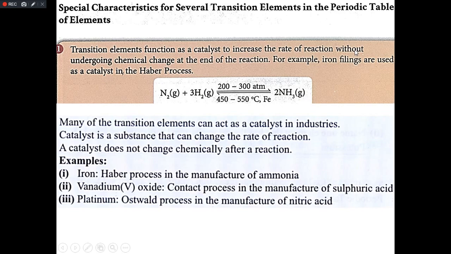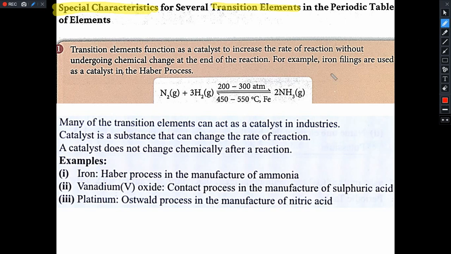However, transition elements are quite special. Why? Because transition elements have special characteristics. In the whole periodic table, only transition elements have these special characteristics. What are the special characteristics? There are a total of 4 special characteristics of transition elements. Now we go to the first.